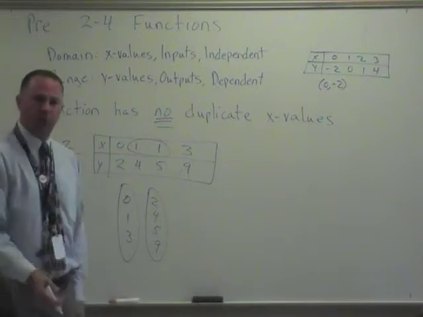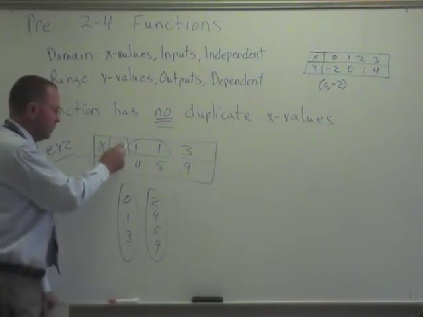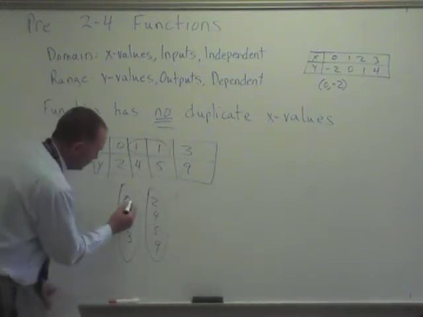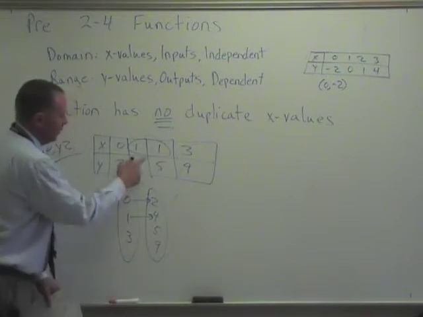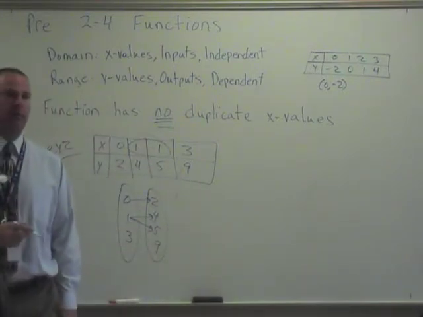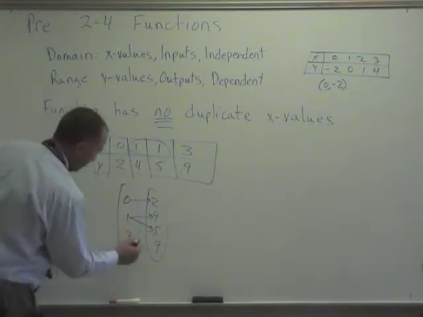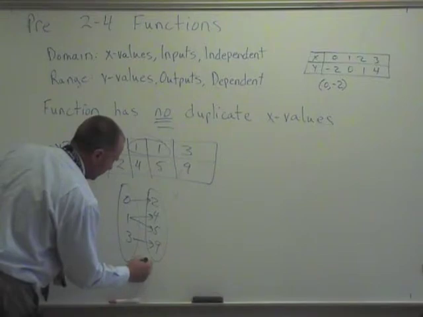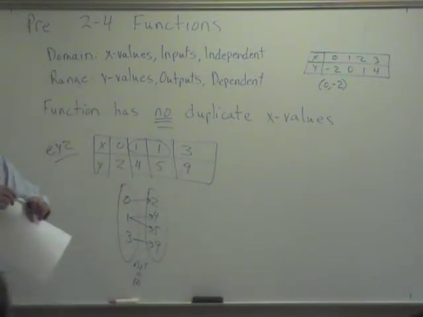Now how do you know which one goes with which? Based on the information they gave you. 0 goes with 2, doesn't it? Okay, so draw an arrow. 1 goes with 4, but 1 also goes with 5. Now you see why it has 2 arrows coming from it. Got it? And then 3 goes with 9. So this is not a function, but you now know how to do mapping.